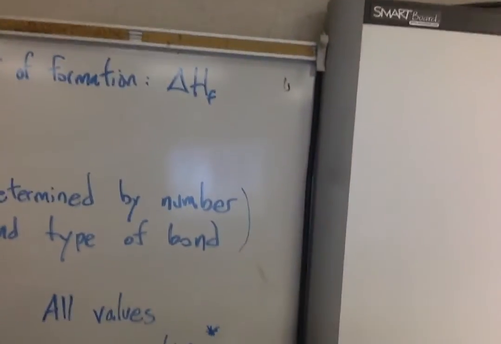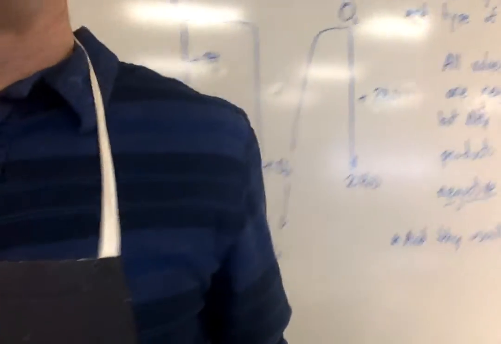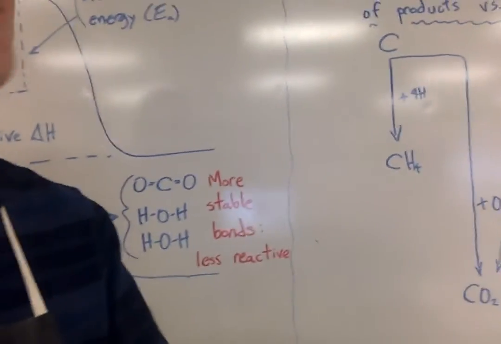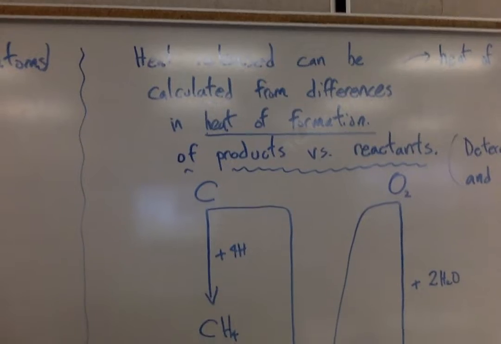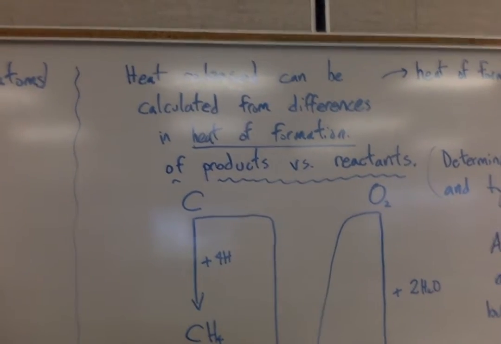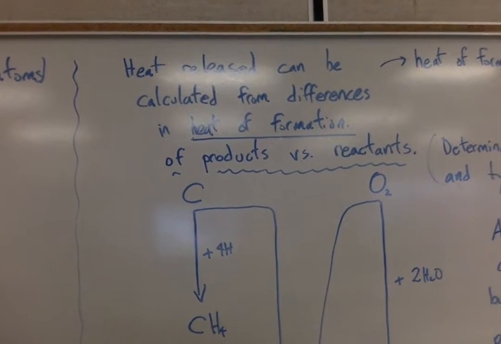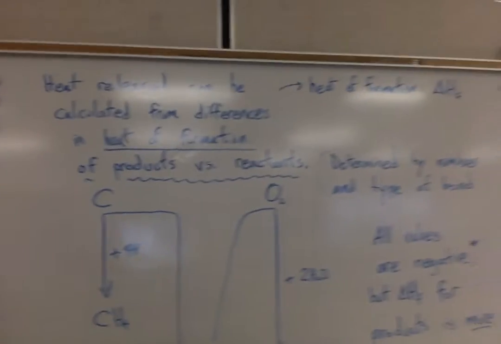Really, Chemistry 11, this applies more to you. And that is this right here, delta HF. So delta H is a change in enthalpy, a change in chemical potential energy. The F part stands for formation. The heat released in a chemical process can be calculated from differences in heat of formation of the products versus those of the reactants.